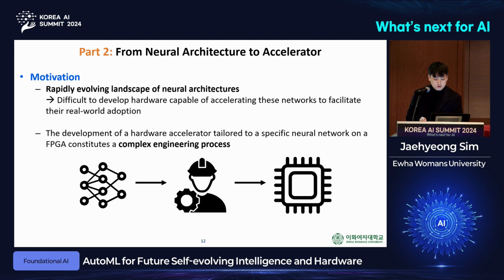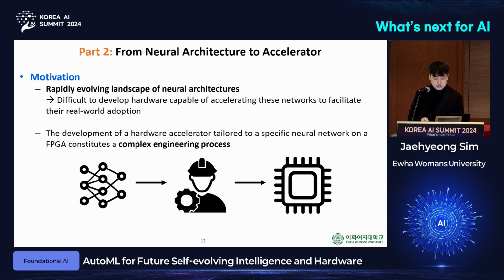So we need dedicated hardware for each neural net. We think that we need dedicated hardware for each neural architecture. But it's quite difficult, right? It's difficult to develop hardware capable of accelerating these networks to facilitate their real-world adoption.